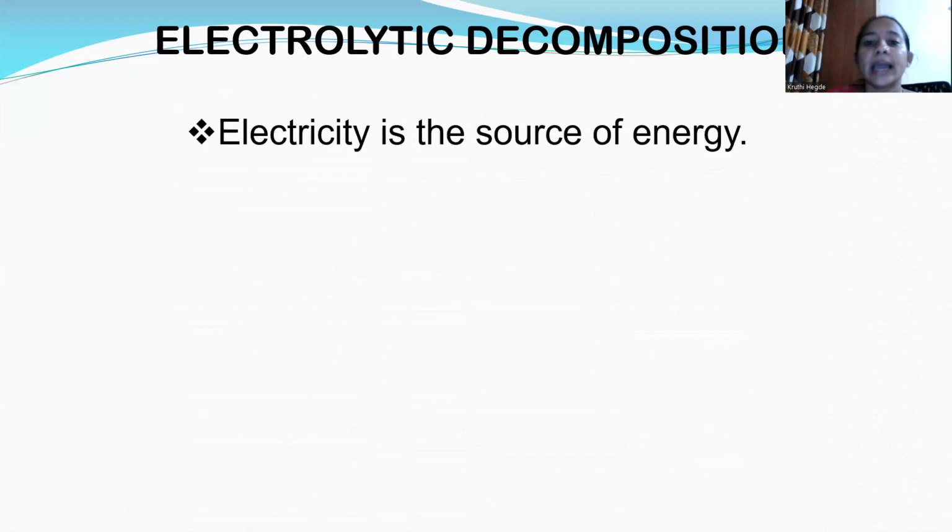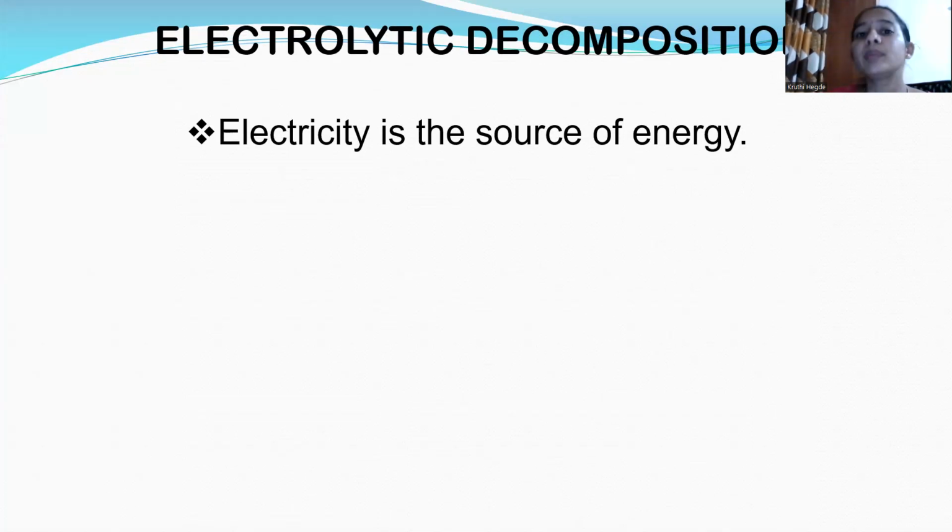Okay, now let us move to another type of decomposition reaction, that is electrolytic decomposition, or in short called electrolysis. Electricity is the source of energy. In thermal decomposition, heat was the source of energy. Here, electricity is the source of energy. Electricity will break the reactant into two or more products.